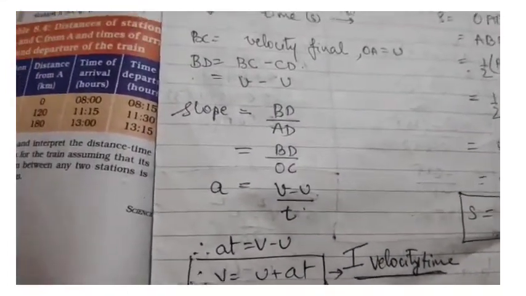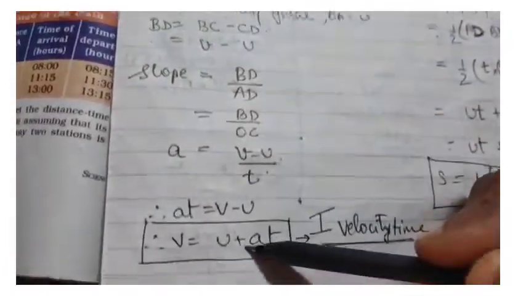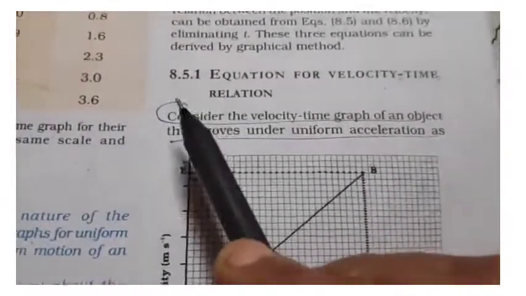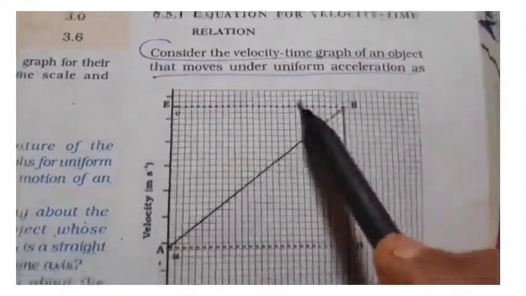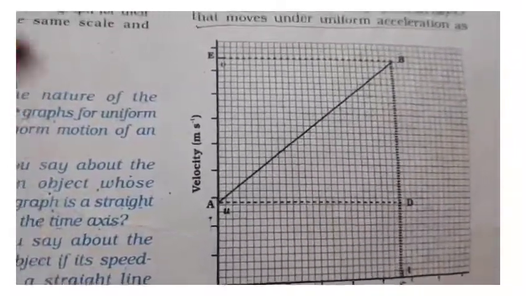If in the exam they ask you to derive the velocity time relation, then you have to draw this graph and explain it. Is that point clear or not? In your textbook, the explanation starts over here: consider the velocity time graph of an object which is moving under uniform acceleration as shown in the figure. So this figure is to be drawn, which I already showed you just now.